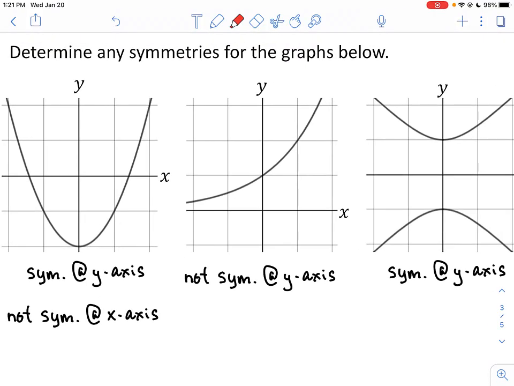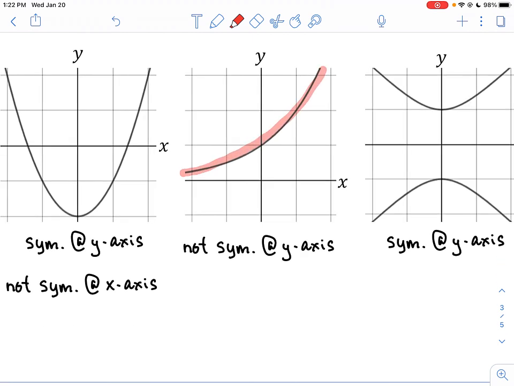This next one doesn't even have any graph below the x-axis. It only has graph above the x-axis. If it were to be reflected across the x-axis, you would expect to see something down here, but we don't. So this one does not have x-axis symmetry.